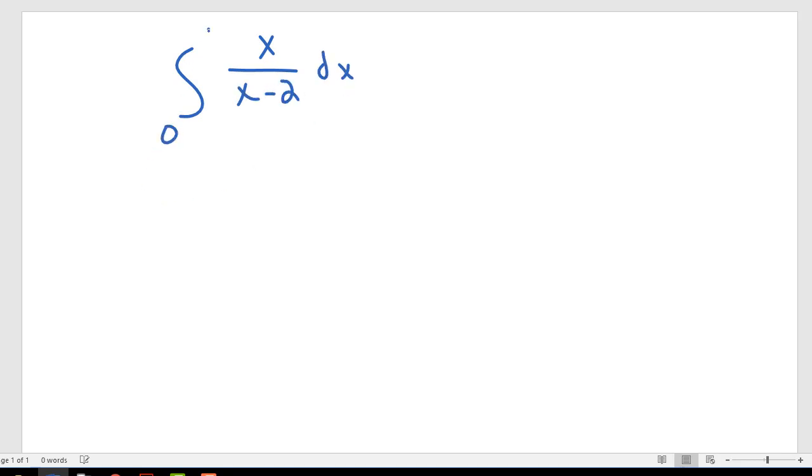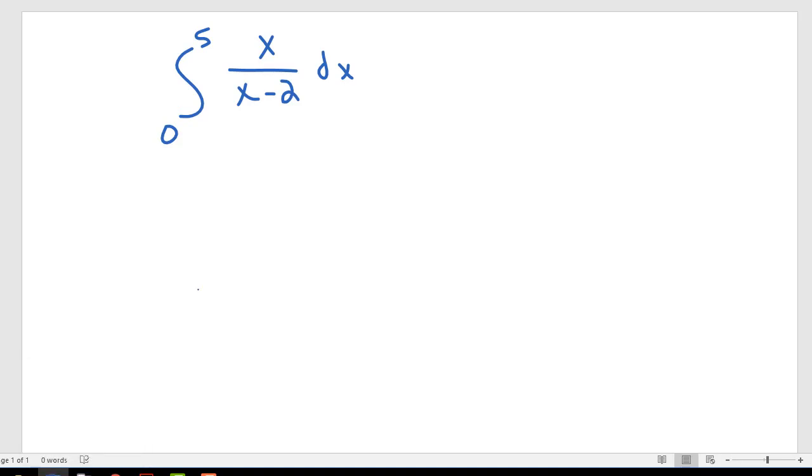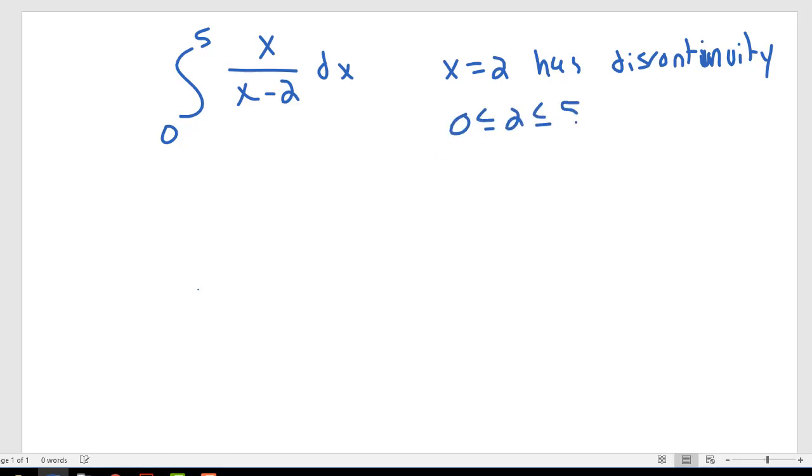And we're going from 0 to 5. So again, when we look at this problem, we initially don't notice that it's improper, and we don't see 0 to infinity or something of that nature. It's not blatantly obvious, but we can notice that at x equals 2 there's a division by 0. So there's a discontinuity at x equals 2. And keep in mind that falls in our limits of integration. So we're going from 0 to 5, and that falls in there.